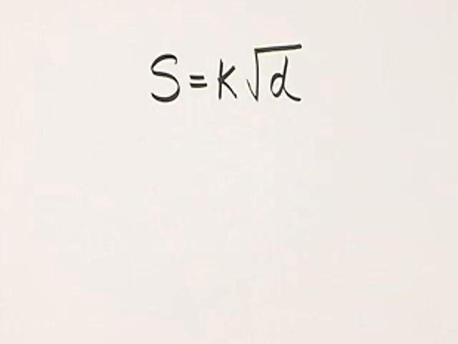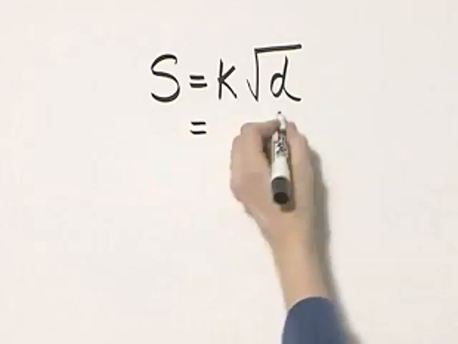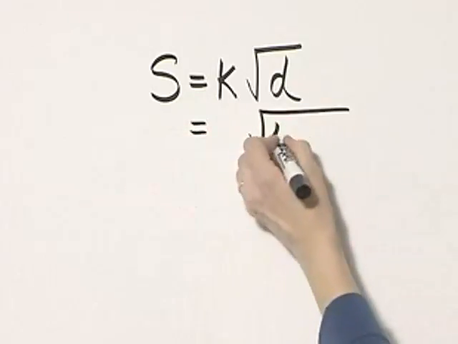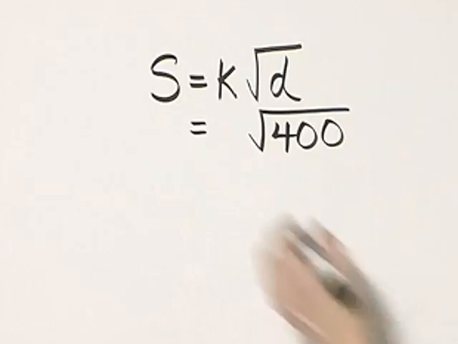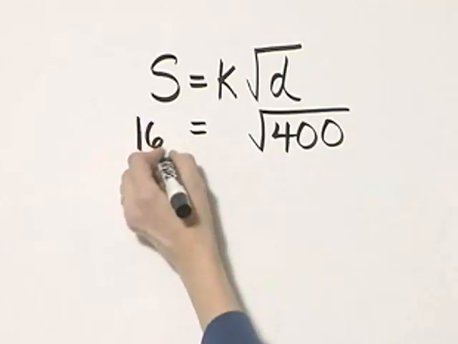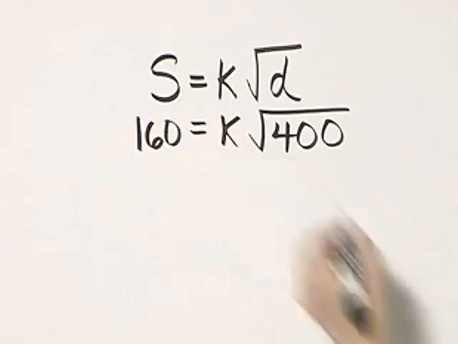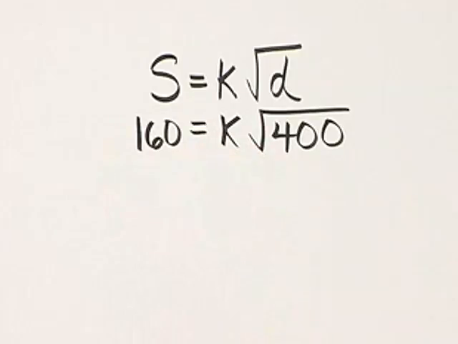Notice we're given that an anvil that falls 400 feet, so that's a distance. So for D, I'll replace it with 400, hits the ground at a speed of 160 feet per second. So that's S, 160. And we can use that information to find K now.